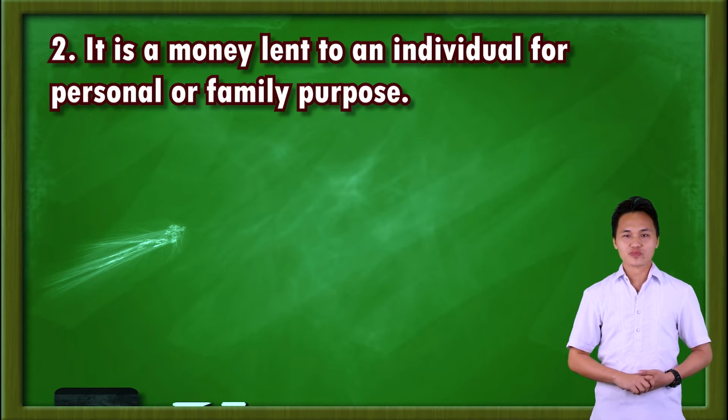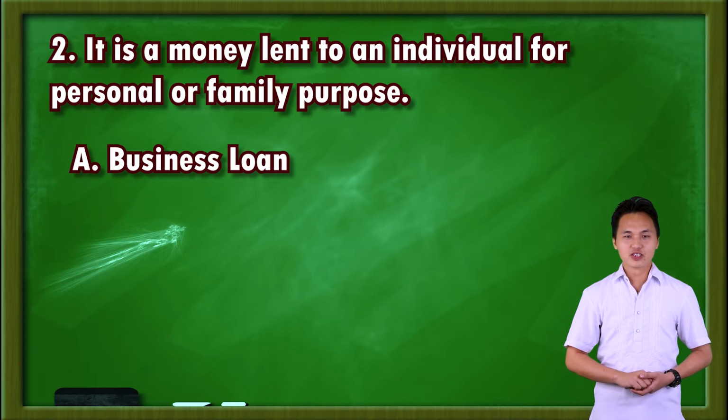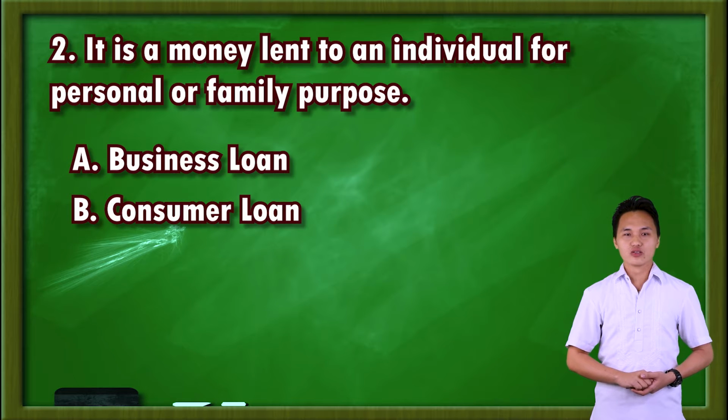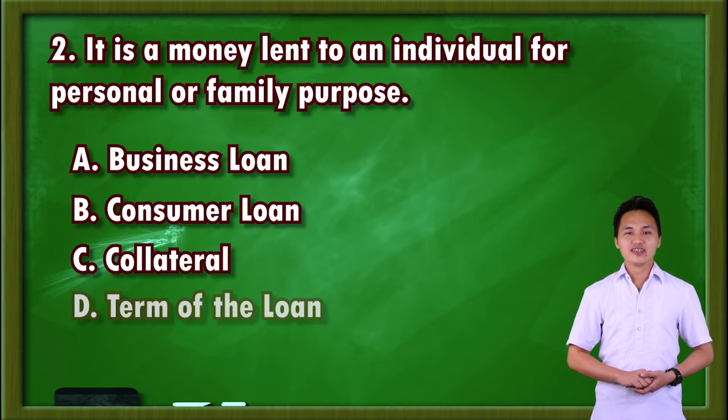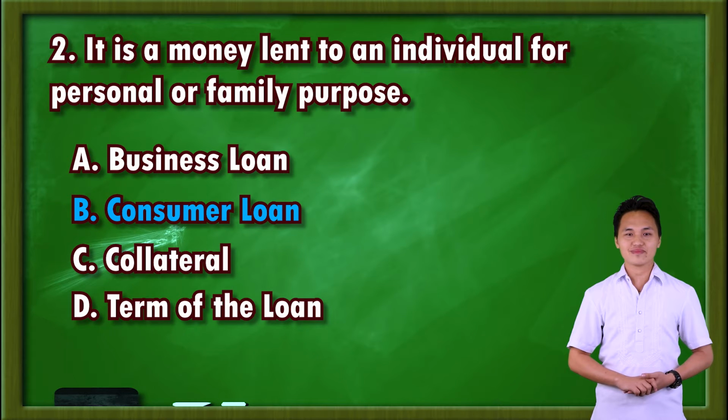Number 2. It is a money lent to an individual for personal or family purpose. Letter A, business loan. Letter B, consumer loan. Letter C, collateral. Letter D, term of the loan. The correct answer is letter B, consumer loan.